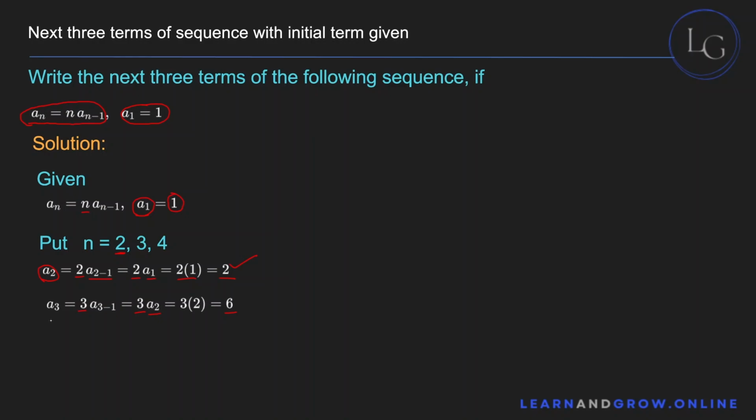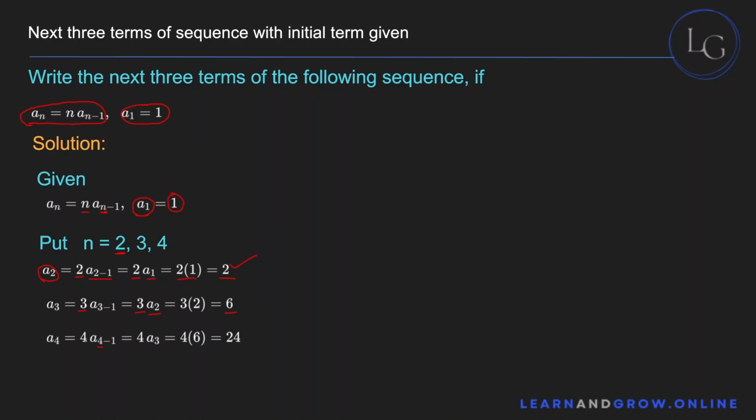And so A3 is equal to 6. And similarly for A4, we have the same procedure. We have 4 in place of the n in this sequence given to us. So the n over here will become 4. The n over here will become 4 as well.